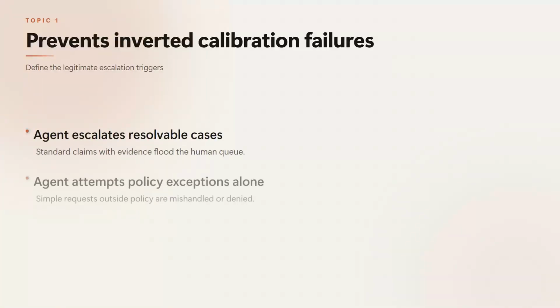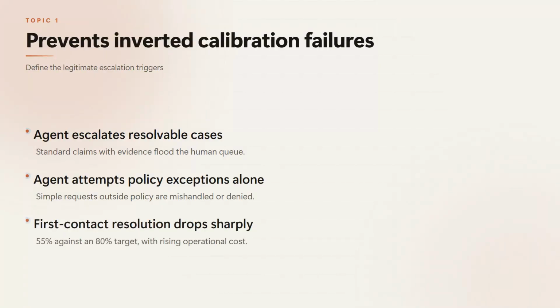Without explicit escalation criteria, you get inverted calibration. The agent escalates cases it should resolve, like standard damage replacements with photo evidence, flooding your human team with routine work. At the same time, it attempts policy exceptions on its own, mishandling simple requests it has no authority to grant. The result is a first contact resolution rate that collapses to 55% against an 80% target and operational costs that climb because humans are doing work the agent could handle, while customers are getting wrong answers on the cases that actually need human judgment. The cost is not just efficiency, it is trust.